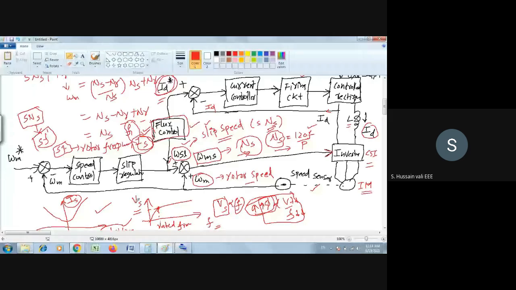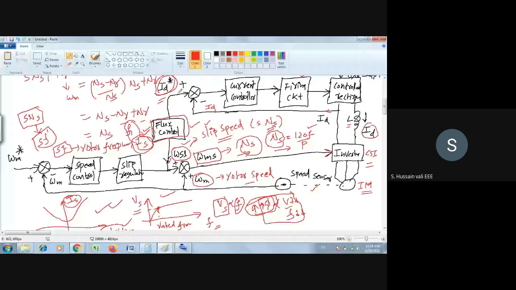By using these graphs and these equations, I hope you can understand that flux is the central point here for the slip speed and also for the stator current. So they will generate the reference values: here the reference current and here the slip speed. Okay, now going to this side, that is the reference stator current.